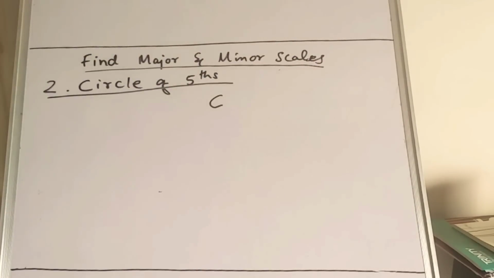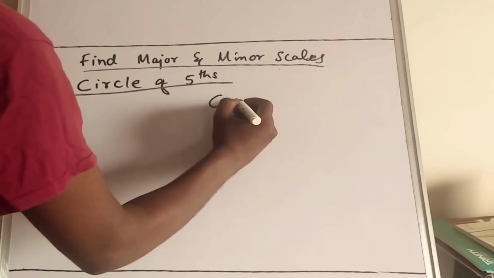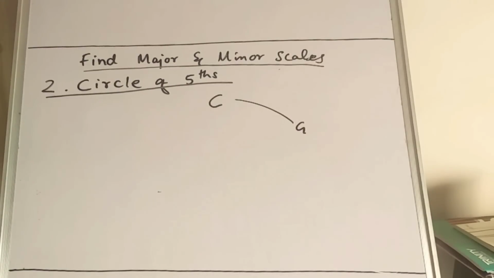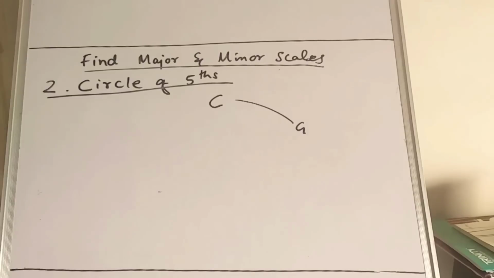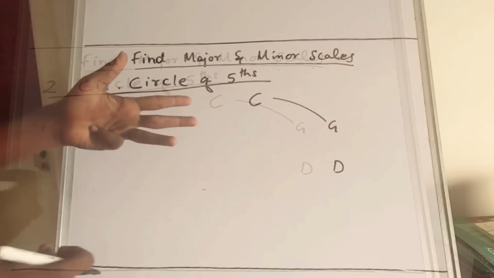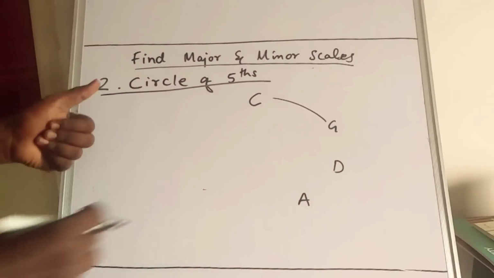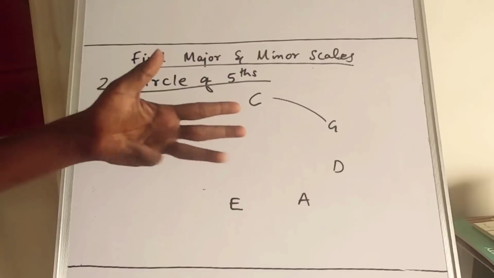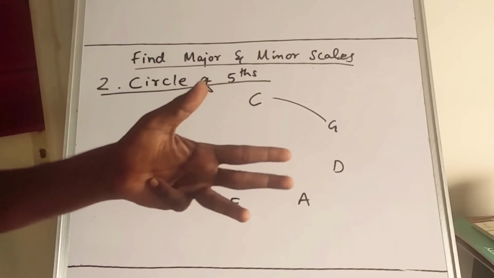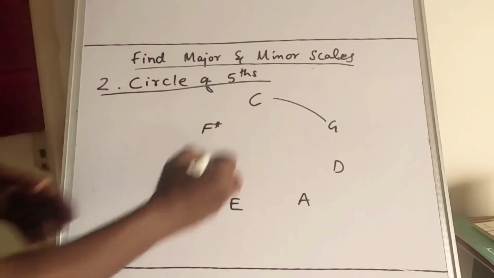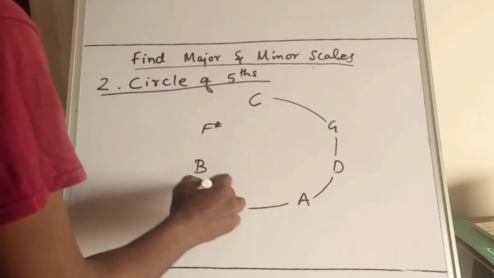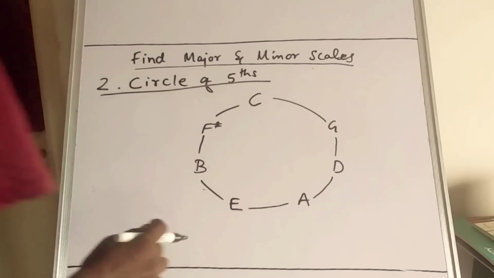C, D, E, F, G. So let's write G. From G, G, A, B, C, D. Let's write D. From D, E, F, G, A. B, C, D, E, F, F sharp, G, A, B, C. And that's the circle of fifths.